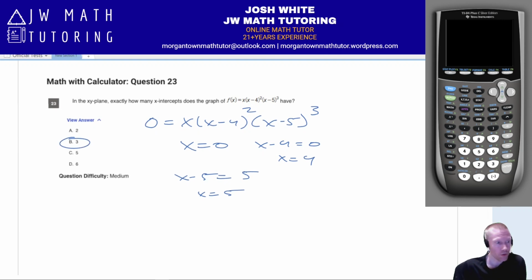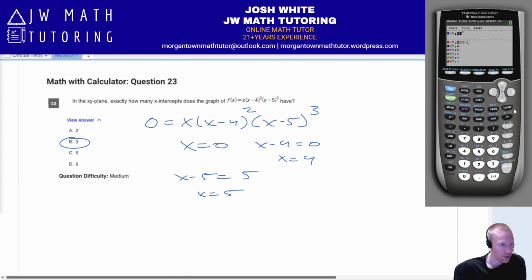Now, an alternate way to do this one, of course, would be to just graph out the function and look at the graph. So I'm going to go ahead and do that. So again, going to the graphing screen. Okay, so we got x times x minus 4 squared times x minus 5 to the third power. It looks like my window is not the standard window because of a previous problem I was doing. So as soon as this graph is done drawing, we'll go to zoom, and we'll just go to zoom standard to reset it.